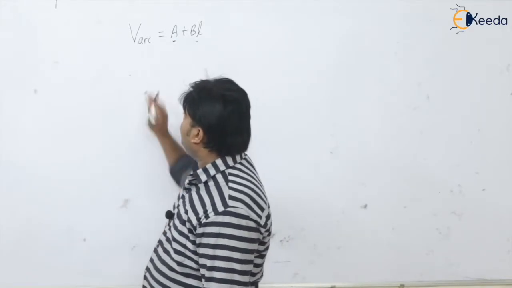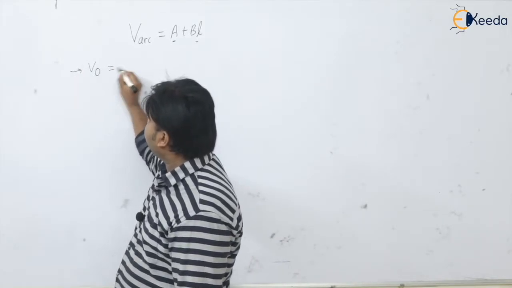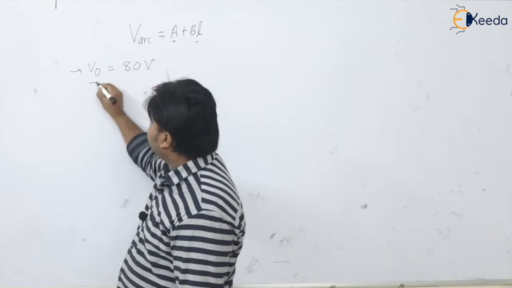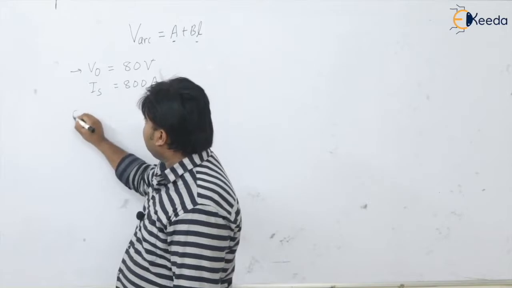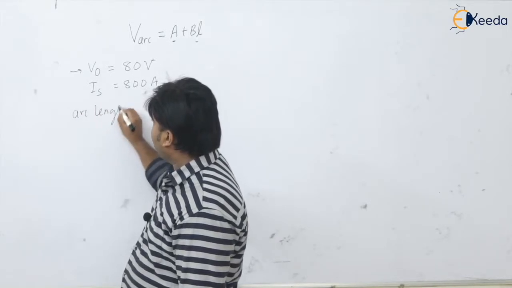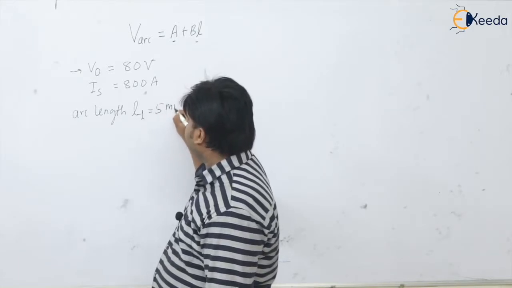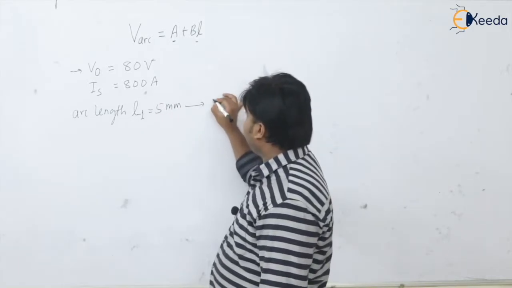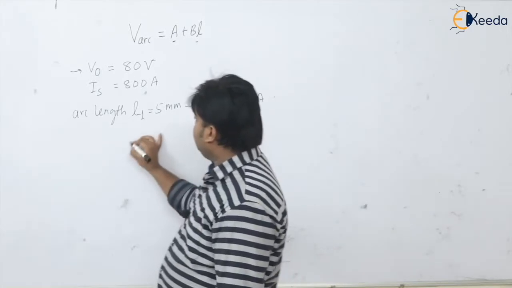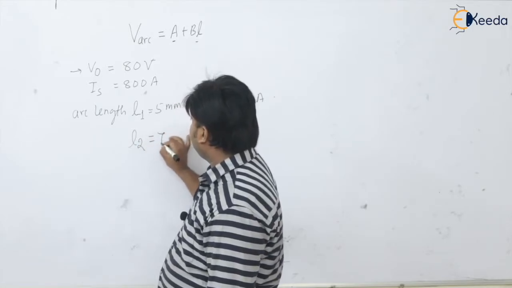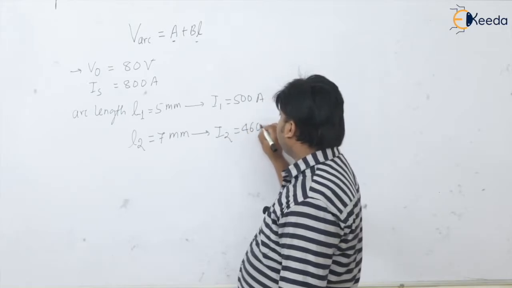Okay, so the data says that the open voltage is 80 volt, short circuit current how much? 800 ampere. So there are two conditions, no? The arc length, suppose L1 कितना था? 5 mm था. Then what was the current at that time? I1 was 500 ampere. And when the arc length increases from 5 millimeter to 7 millimeter, corresponding current कितना था? 460 ampere.